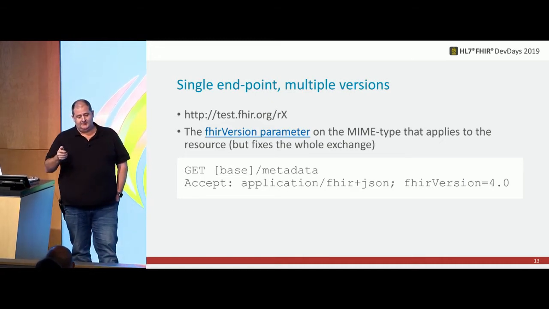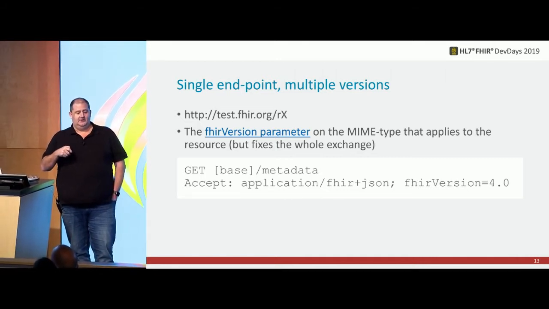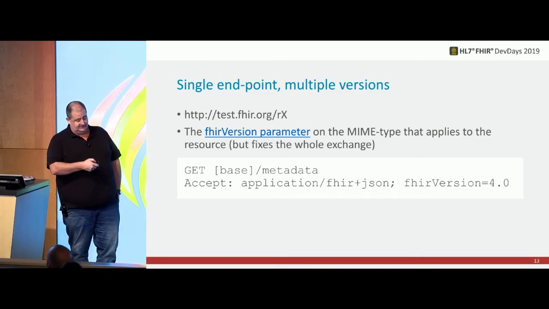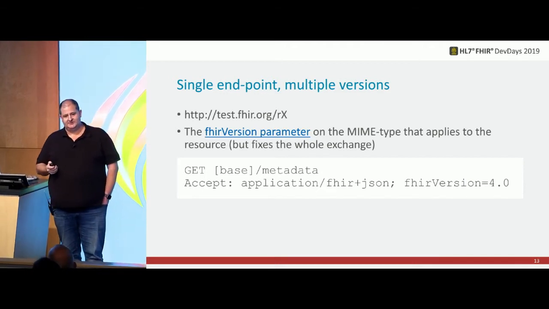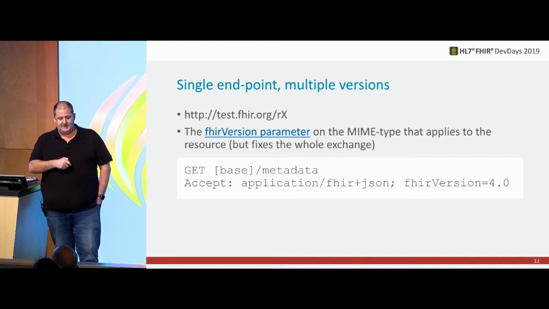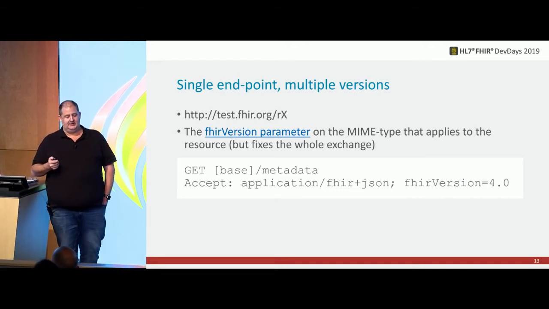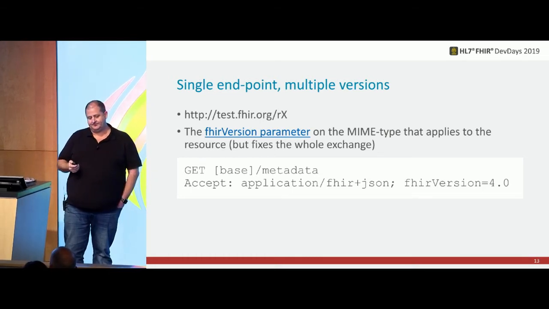This is running, I think it's running still, on test.fire.org/rx, where the FHIR version parameter on the MIME type in the request applies to the resource and fixes the whole exchange. So you say, I want to get, in this case, the metadata, the capability statement, and I want you to send me your release 4 capabilities because I'm going to use release 4 for all the exchanges that follow. And so that FHIR version parameter on the MIME type describes the content of the exchange. And you can put it on either the content type or the accept header. And so the client chooses the version.